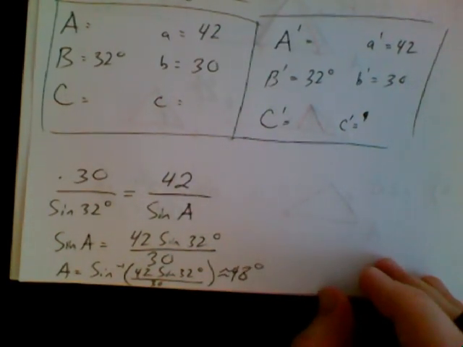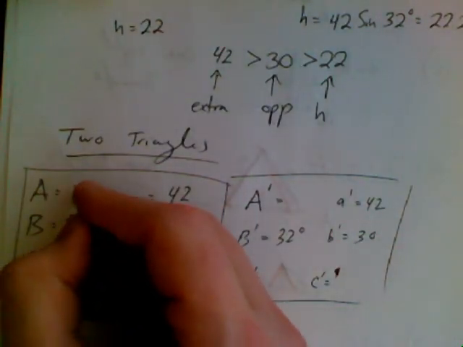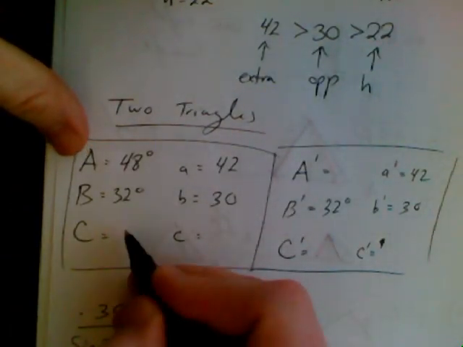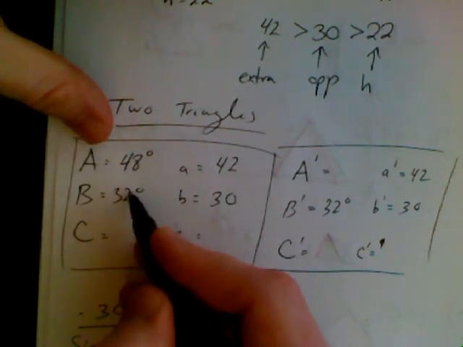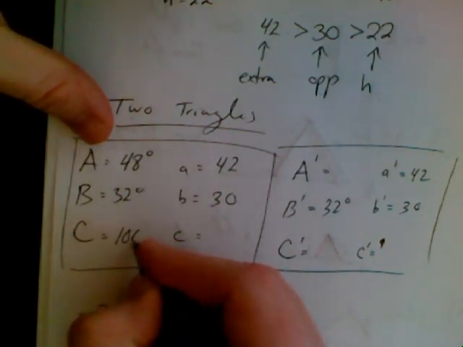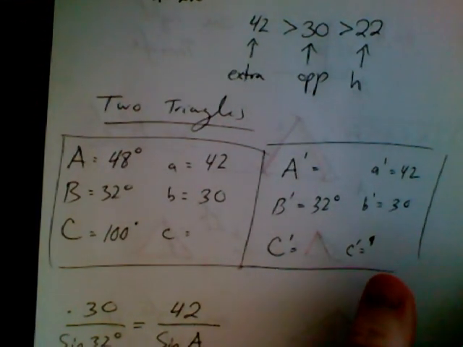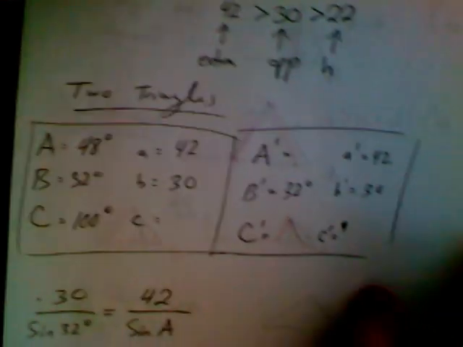So 47.892 will round to 48 degrees. So A is 48 degrees. What does that force this angle to be? Well, 48 plus 32, that's 80, so it's going to be 100 degrees there. And then I can use law of sines to find that remaining c value. Let me go ahead and do that.